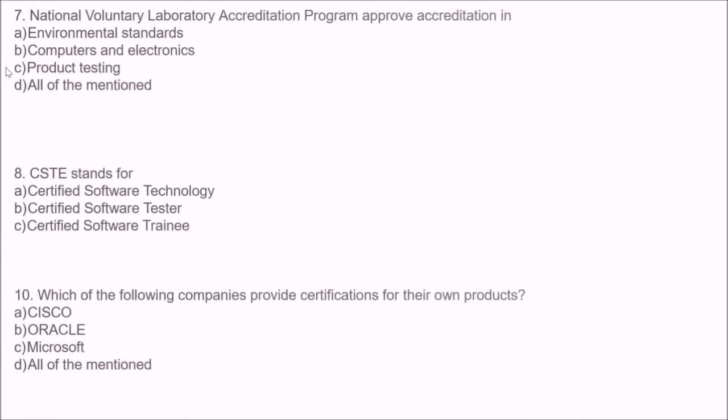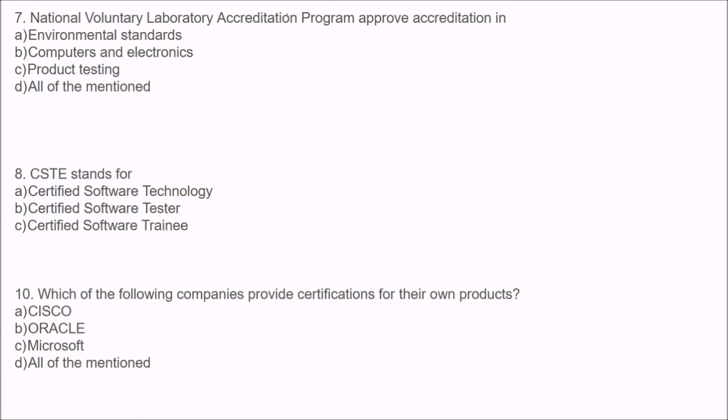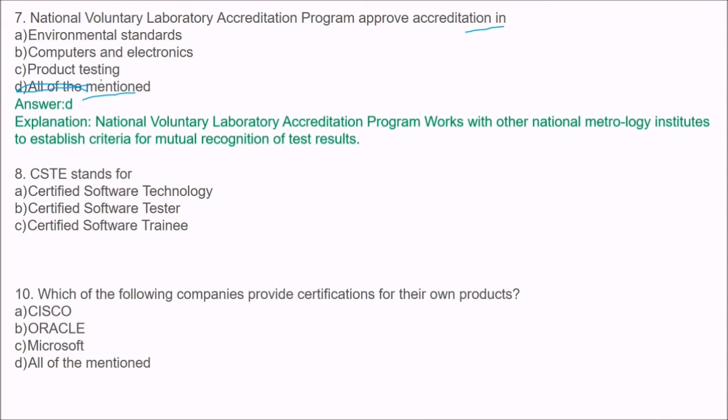Now the next one is the National Voluntary Laboratory Accreditation Program. You will get accredited to environmental standards, computers and electronics, product testing, all of them are mentioned. The answer is D. The National Voluntary Lab Accreditation Program works with the other national metrology institutes to establish criteria for mutual recognition of test results. CST. What is this? This is B. Certified Software Tester. T is for tester.